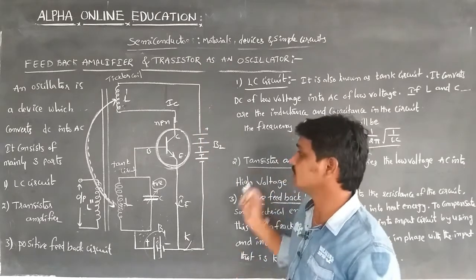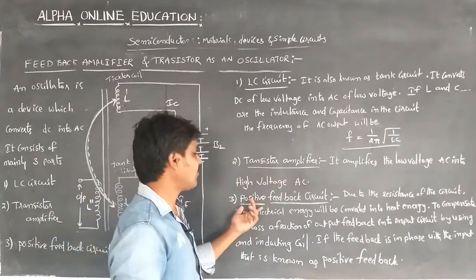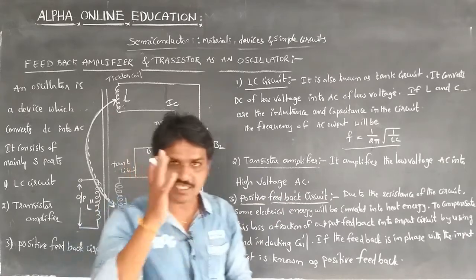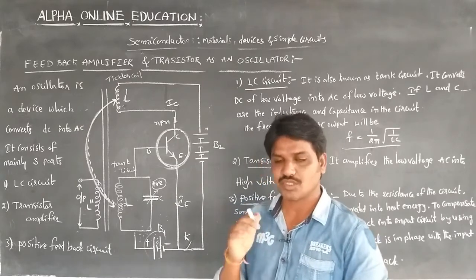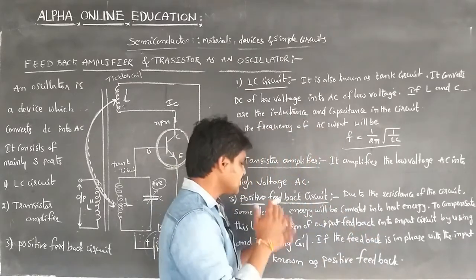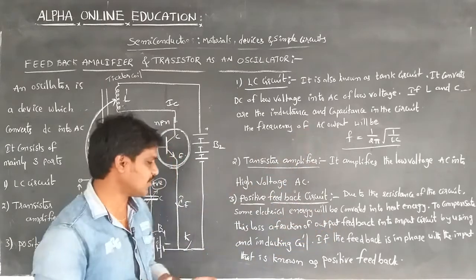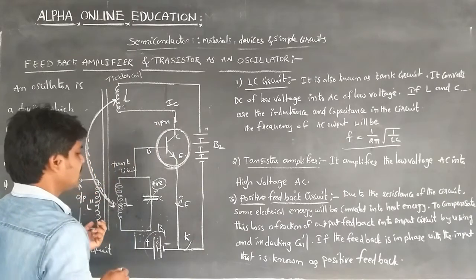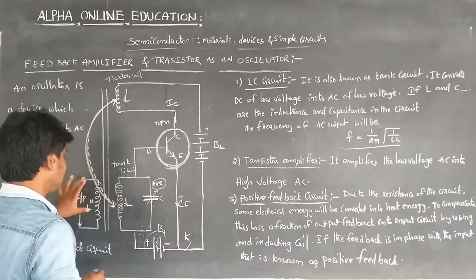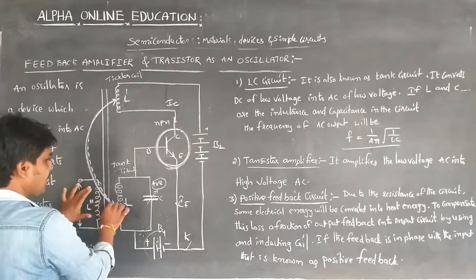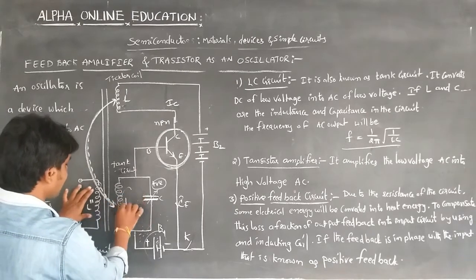This is about the feedback amplifier, and once again the transistor amplifier. We already discussed what a positive feedback circuit is. Because the circuit has a small internal resistance, some of the electrical energy is converted into heat energy. To compensate for that loss, a fraction of the output is fed back into the input circuit by using an inductive coil.